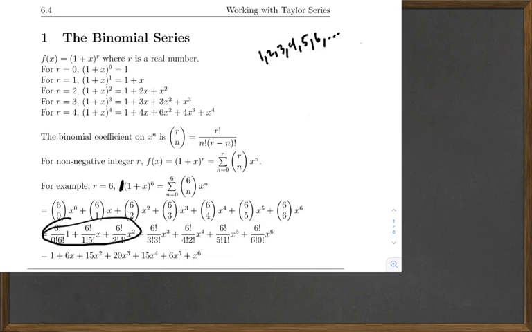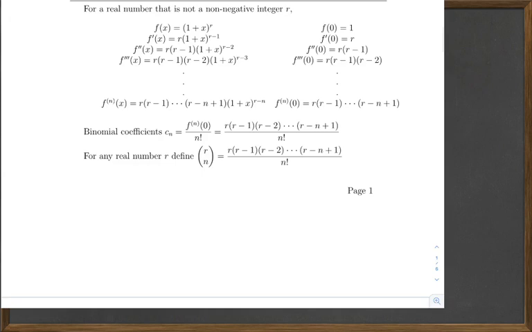Okay? All right. So this is the case for a non-negative integer. And on the next slide, we're going to look at things that are not non-negative integers. So any real number, basically excluding the counting numbers 1, 2, 3, 4, etc. So if we have f of x equal to (1 plus x) to the r, we're going to do a Taylor series centered at 0, or Maclaurin series.